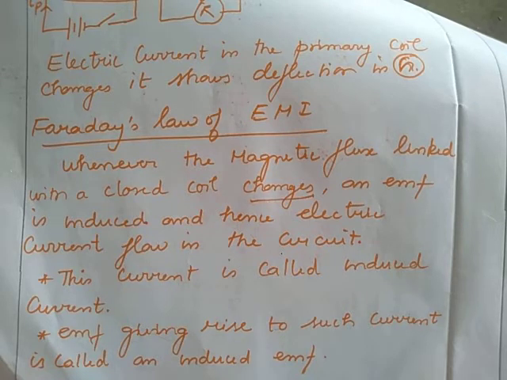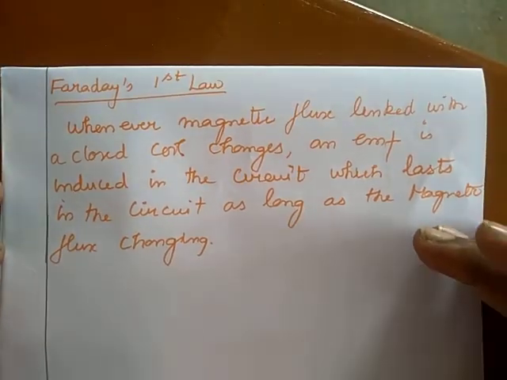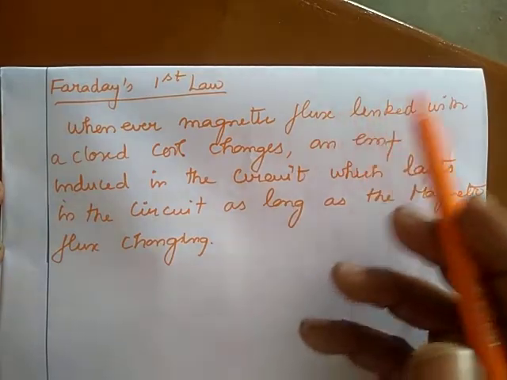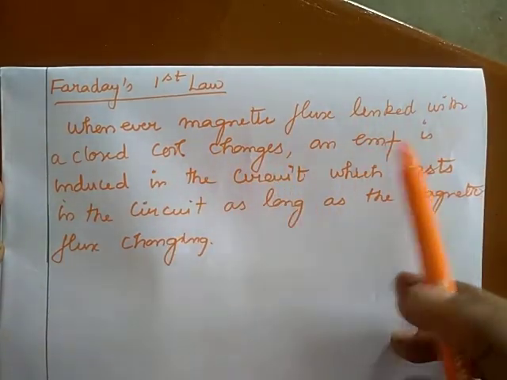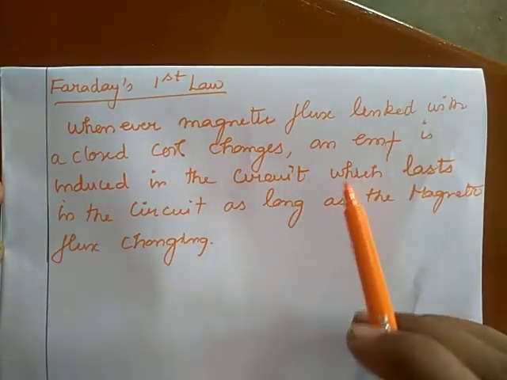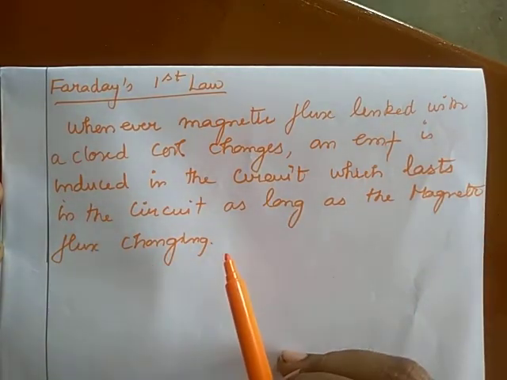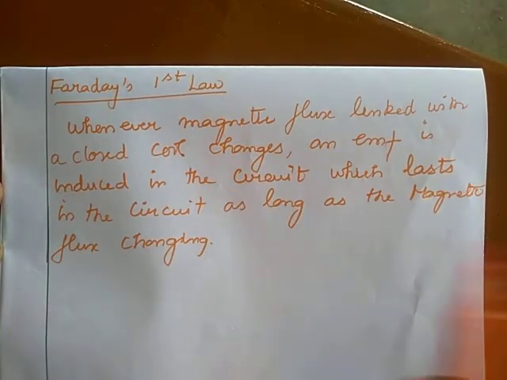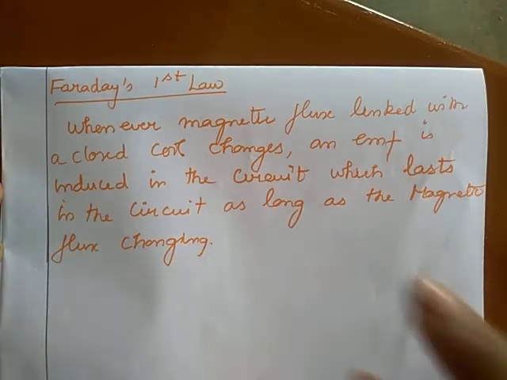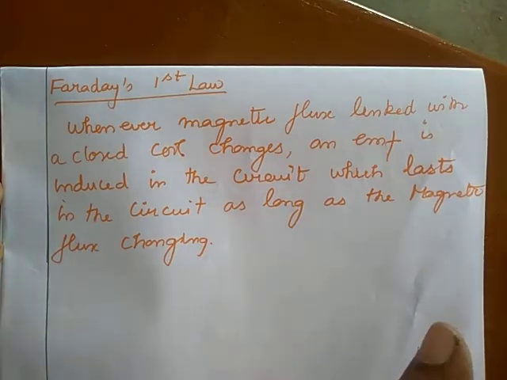Let me see Faraday's first and second law. This is Faraday's first law. Whenever the magnetic flux linked with the closed coil changes, EMF is induced in a circuit which lasts in the circuit as long as the magnetic flux is changing. Okay, here this law states whenever the flux is changing in a closed circuit or a coil, at that instant the EMF will be induced in the circuit. This will be produced as long as the magnetic flux is changing.